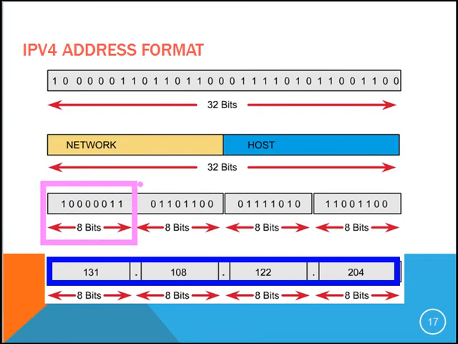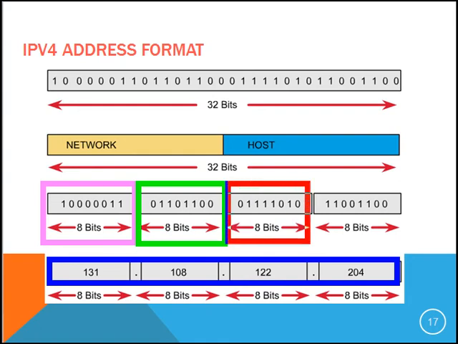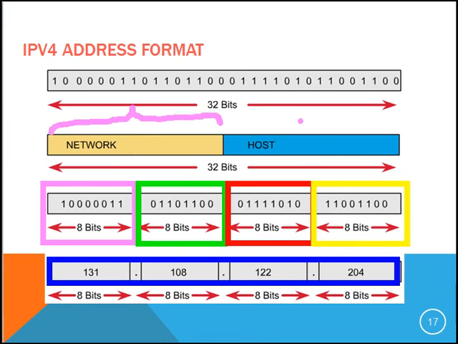There's octet 1, another octet 2, another octet 3, and finally another octet 4. So the four octets make up the entire IPv4 address, and each octet corresponds to a different decimal number inside the IPv4 address. In this case, we can split the four octets into two separate parts, namely the network portion and also the host portion.